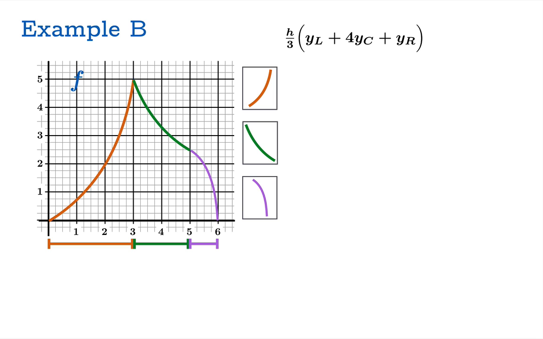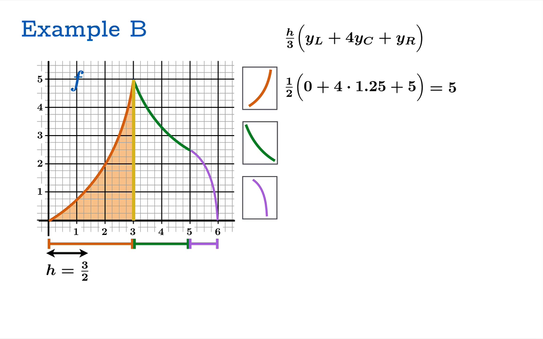So the value of h is going to be different in each case. In the first subinterval, h is going to be 3/2, and the relevant function values are going to be 0, 1.25, and 5. So that calculation can be done on the side, and we get 5 for the approximate area of this piece.